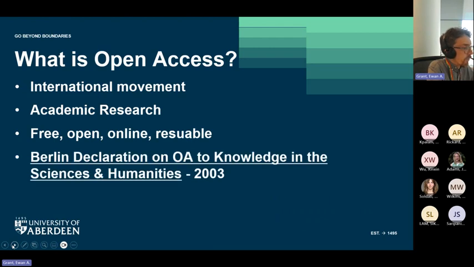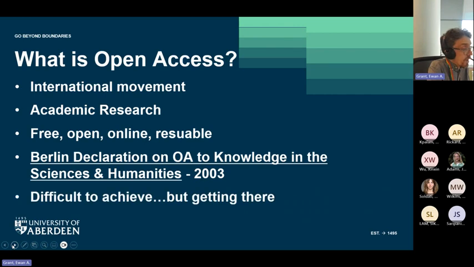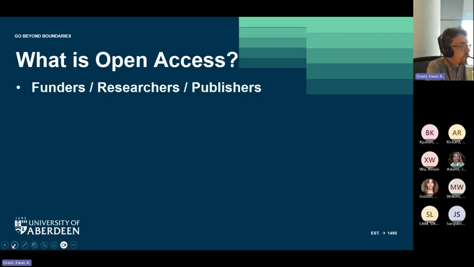One of the real core foundational documents that helped set this up was the Berlin Declaration on Open Access to Knowledge in the Sciences and Humanities. As you can see there, it came out in 2003. It is now 21 years later, and a great deal of movement has been made over the intervening 21 years, but there's still a lot more work to be done, particularly around open access books. Yes, difficult to achieve, but getting there because there are so many different vested interests.